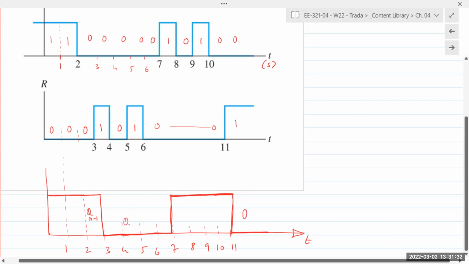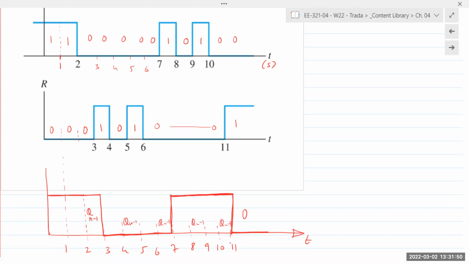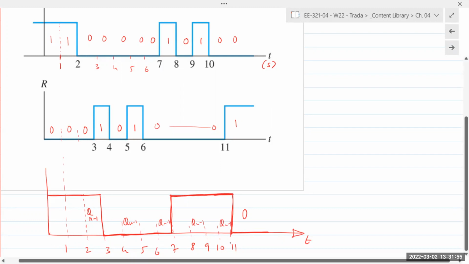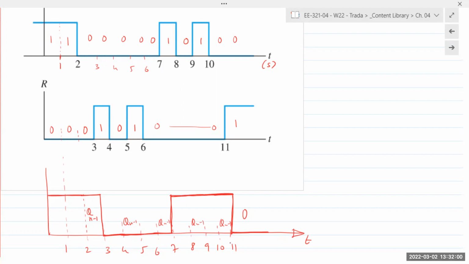Here again, this is Qn minus 1, Qn minus 1. Same thing between 8 and 9, Qn minus 1, Qn minus 1. Does that make sense? That's how you would draw the timing diagram for any logic circuit. You would take a look at the inputs, then determine what the value is for those inputs for each particular time period. Take a look at the truth table and then predict the output.